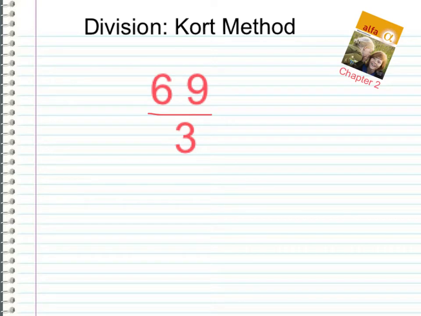We could write it the way that it's shown here, or it could be written 69 divided by 3. But to solve it using the Kort method, we'll have it set out just like this. The first step we do is we look at the denominator, the bottom number, and we split the numerator, the top number, into two numbers. So we have a 6 and a 9.